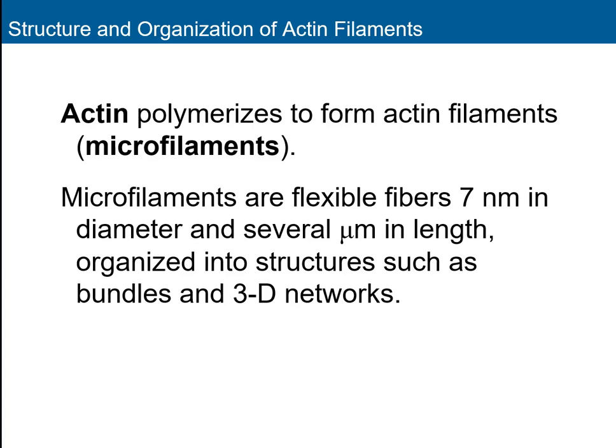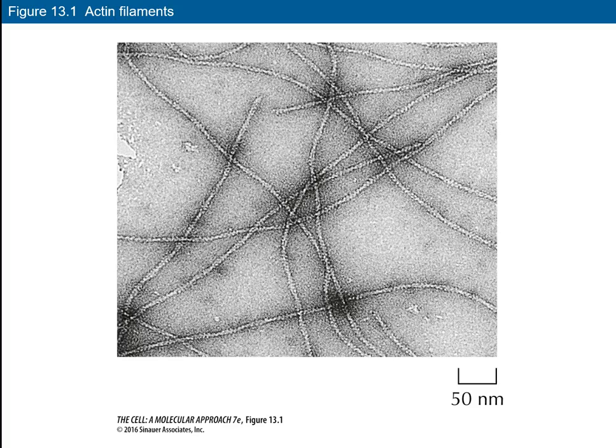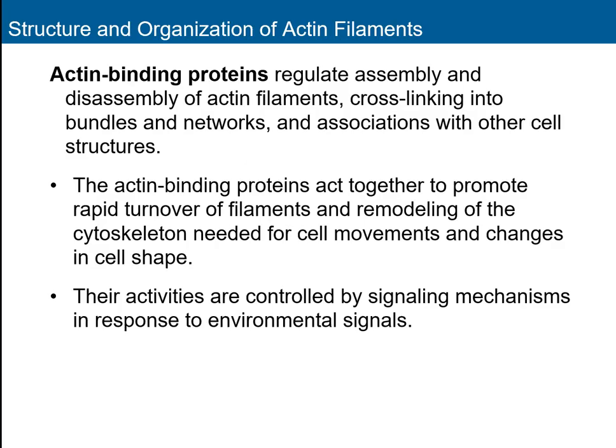Okay, so they get organized even further into bundles and 3D networks. If you just look at the picture here, this is an electron micrograph showing you these actin filaments, okay? And remember, they're made up of actin monomers, single actin proteins that join together to form these filaments. And then these filaments will form other types of structures as well.